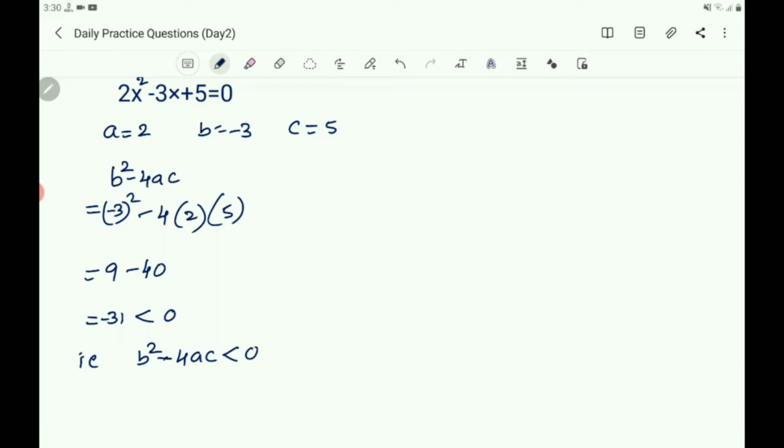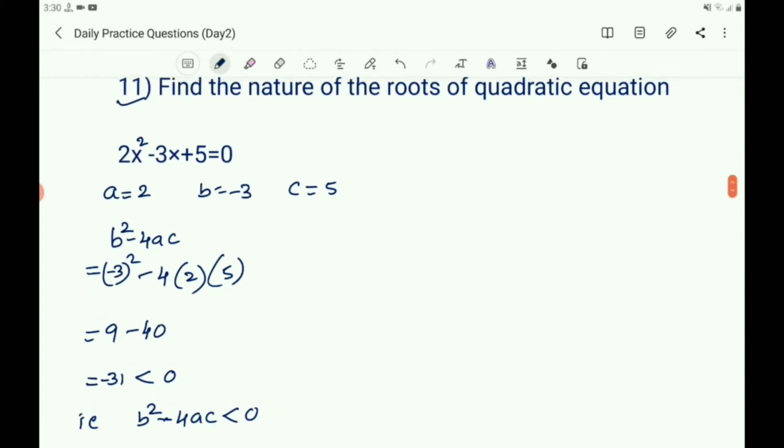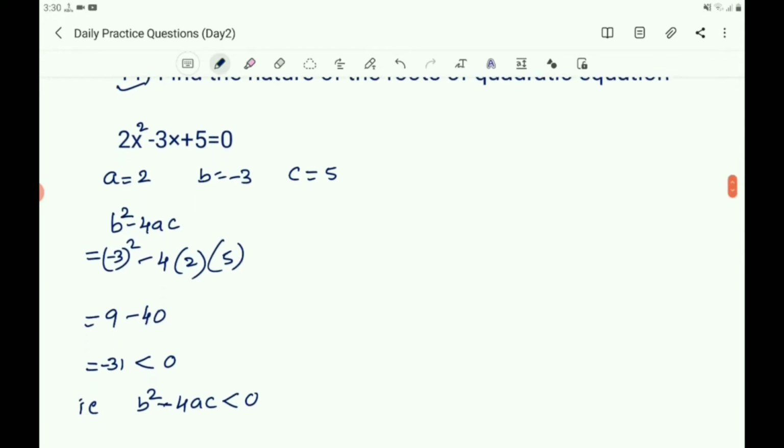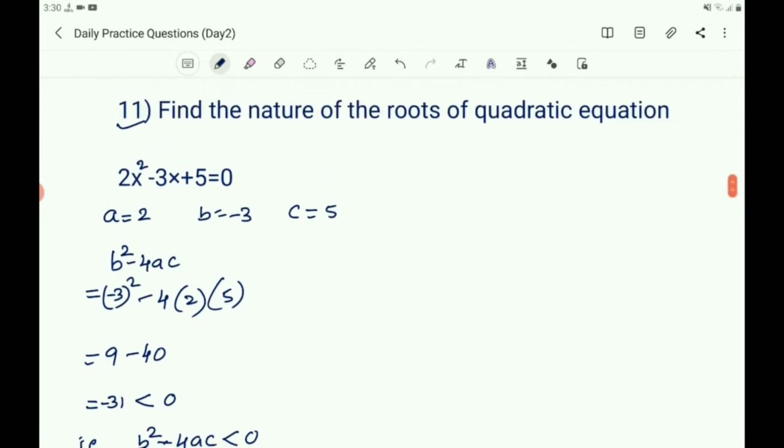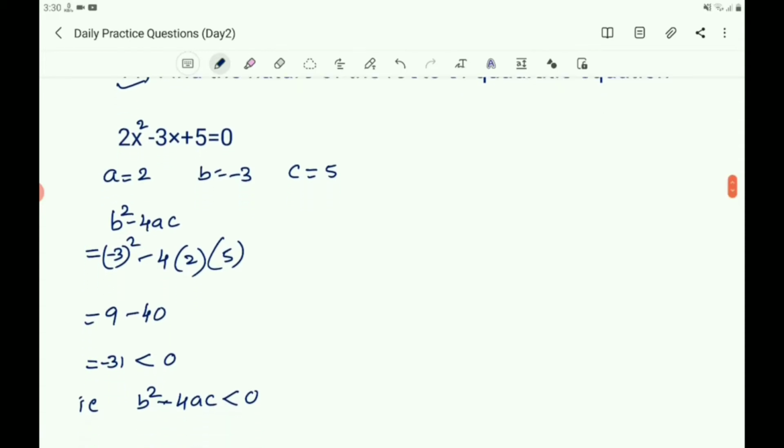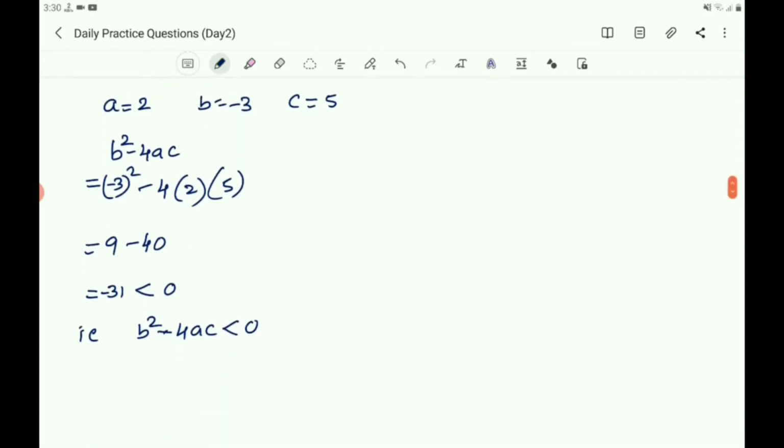b square minus 4ac is less than 0. The discriminant is less than 0. So what is the nature of the roots of the quadratic equation? Here the roots are not real. There are no real roots for the quadratic equation 2x square minus 3x plus 5 equals 0. No real roots. Here b square minus 4ac is less than 0. Therefore, no real roots exist.